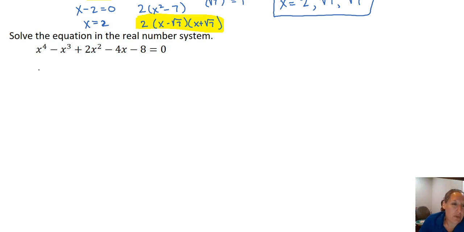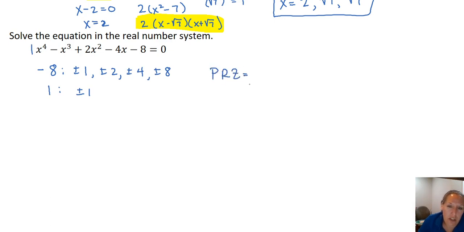And so we're going to start out the same way. Factors of our constant, negative 8. That's plus or minus 1, 2, 4, and 8. And then our leading coefficient, the coefficient on our x to the 4th is an understood 1. And so we only get plus or minus 1. So our possible rational zeros, the list that we're going to choose from, we get plus or minus 1 over 1, 2 over 1, 4 over 1, and 8 over 1. So we're only getting those 4 positive and 4 negative ones.